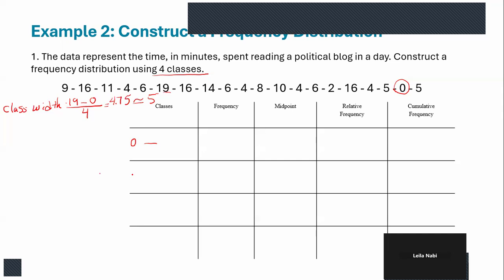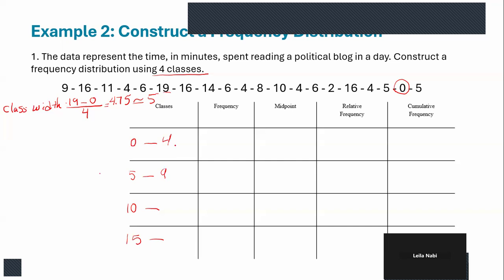0 plus 5 is 5. 5 plus 5 is 10. 10 plus 5 is 15. Then I want to start writing the upper class limits. As I said, since we don't want overlap between the classes, if the second class starts at 5, the first class must end at 4. Since the third class starts at 10, the second class must end at 9.